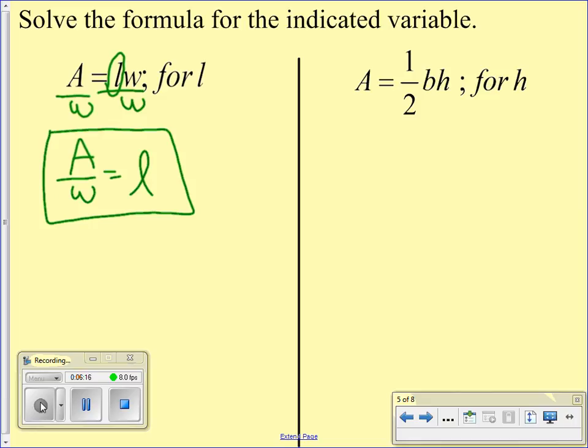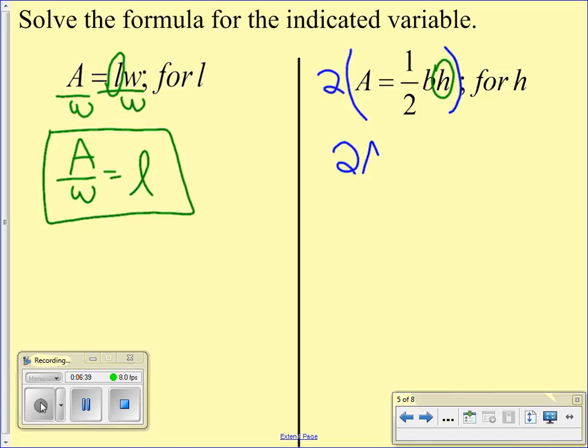The second equation says A equals 1/2 BH, where it's representing multiplication: 1/2 times B times H. I'm solving for the variable H, so I don't want to touch it. First thing I can do is clear my fraction by multiplying by 2.